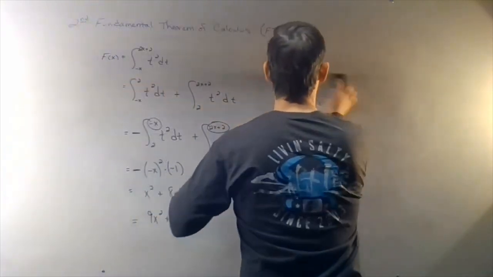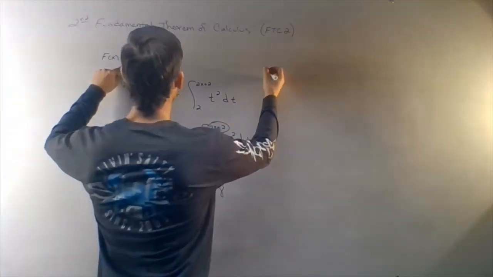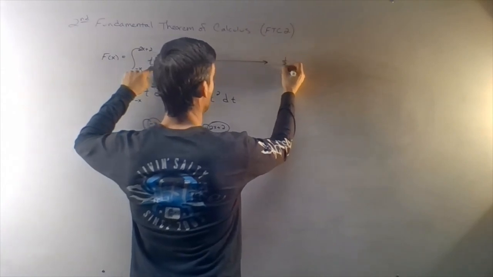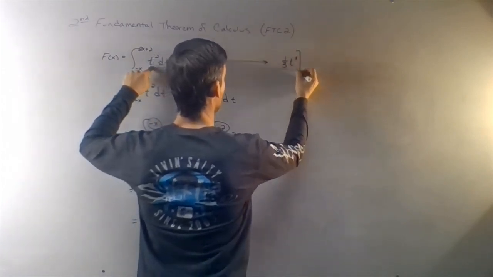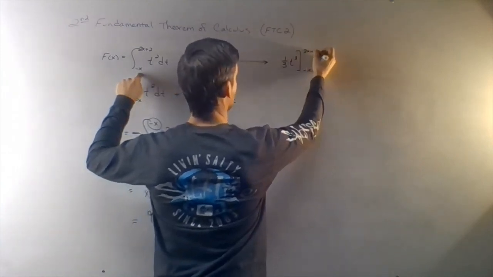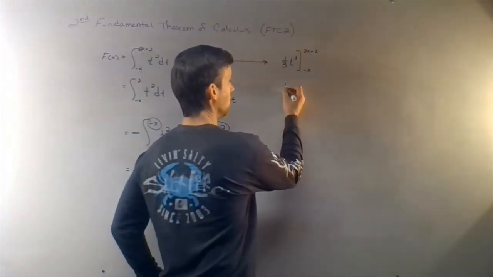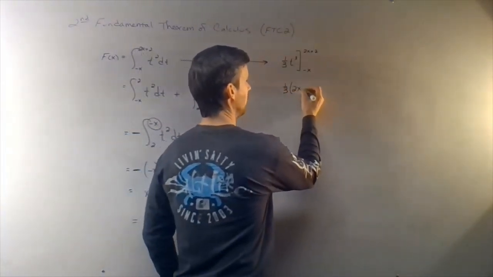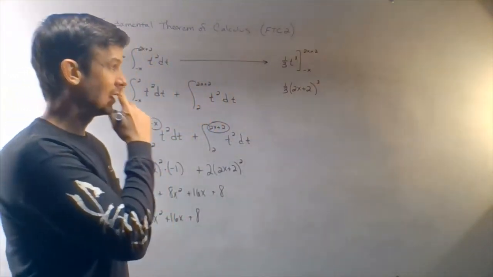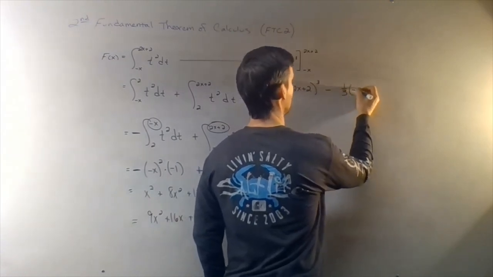Let's say that I was going to do this the long way. That means I actually have to take the antiderivative. The antiderivative is 1/3 t to the third. We would evaluate it from negative x to 2x plus 2. So we've got to plug 2x plus 2 in there first: 1/3 times 2x plus 2 to the third. And then minus, then we'd plug our negative x in there.